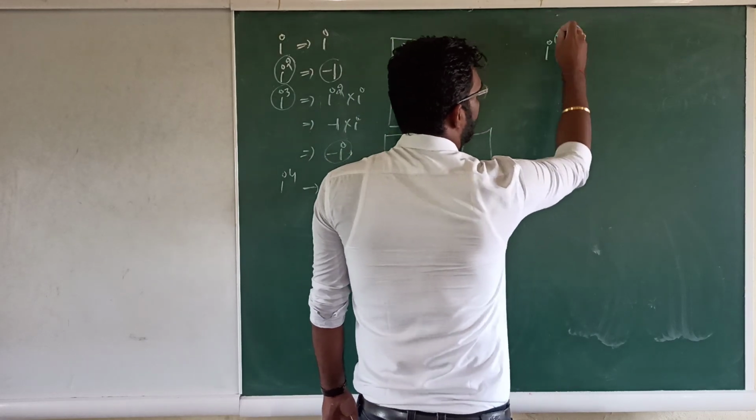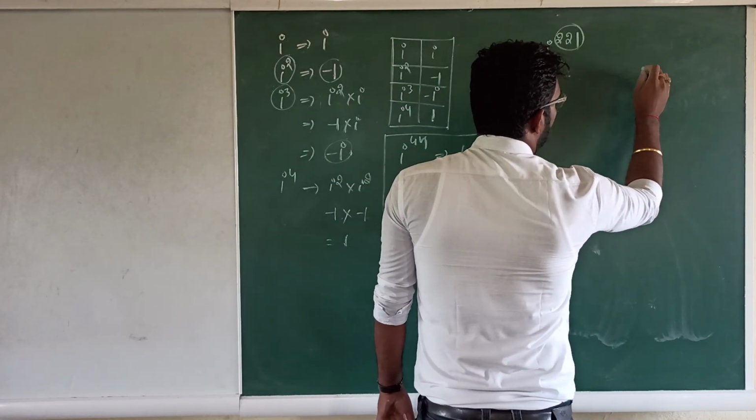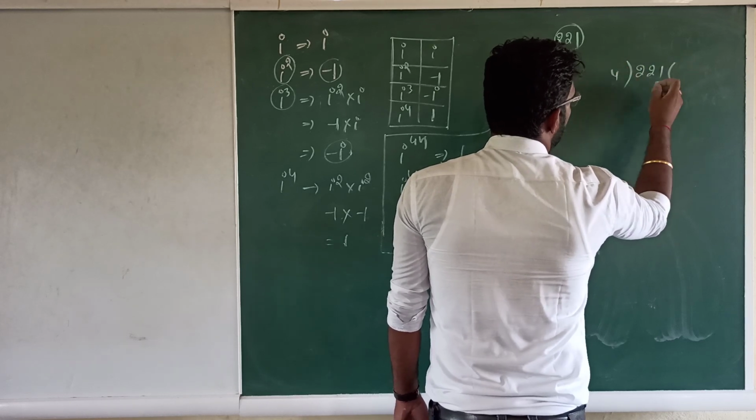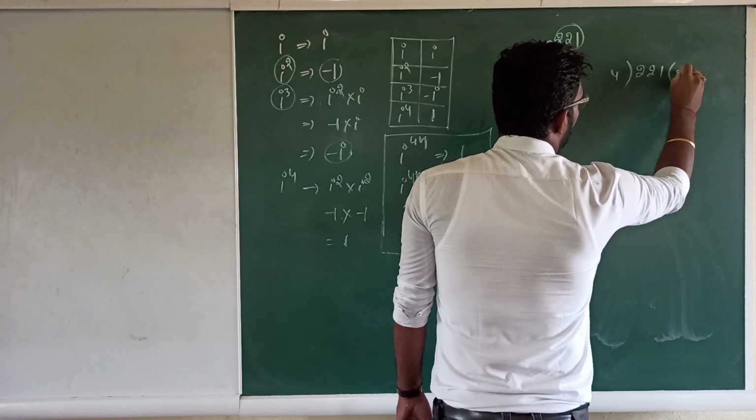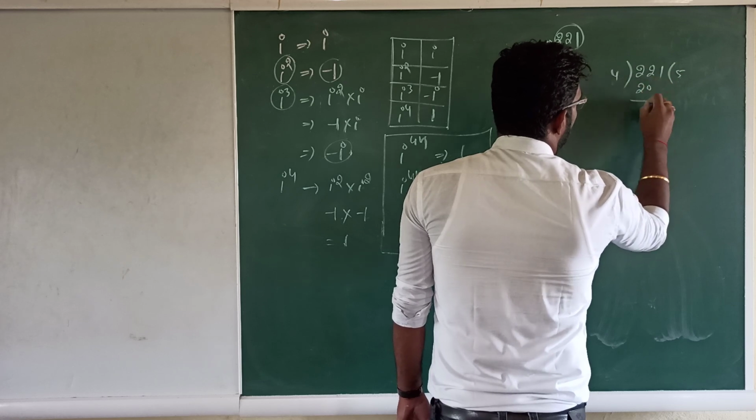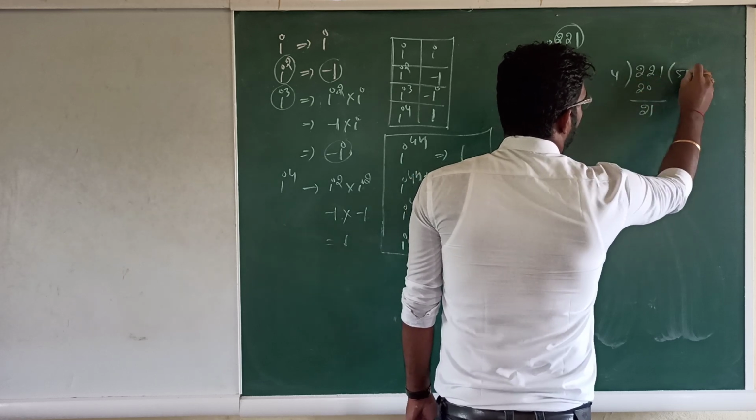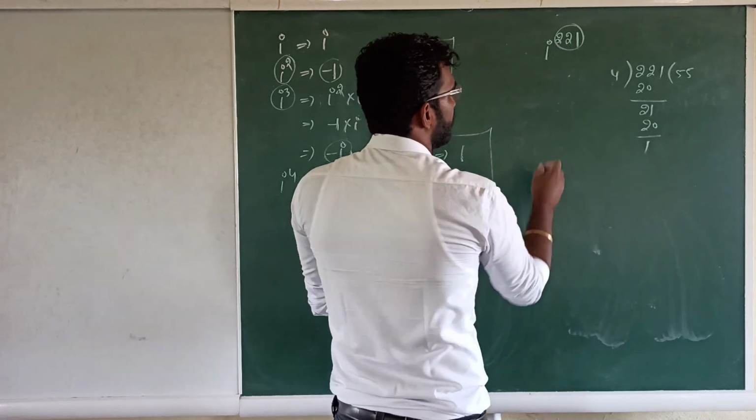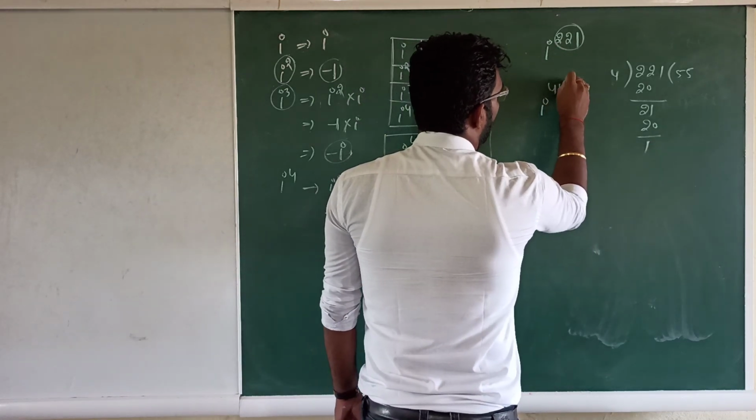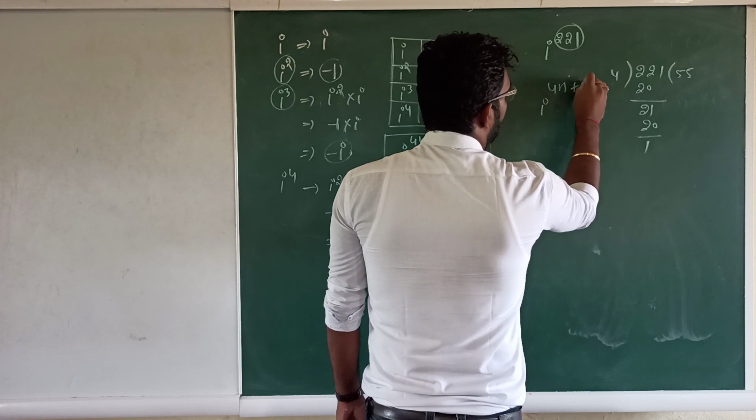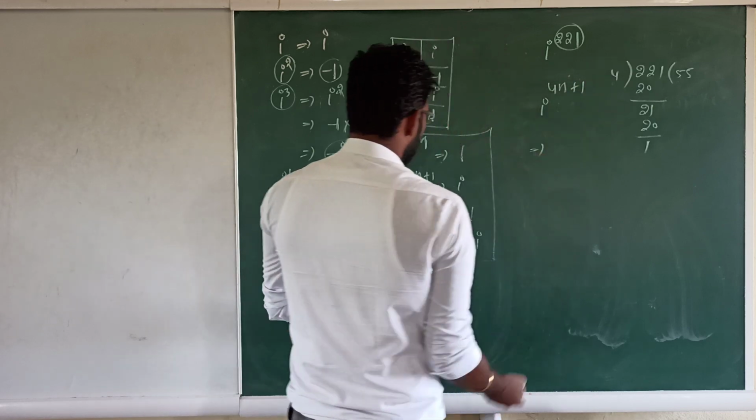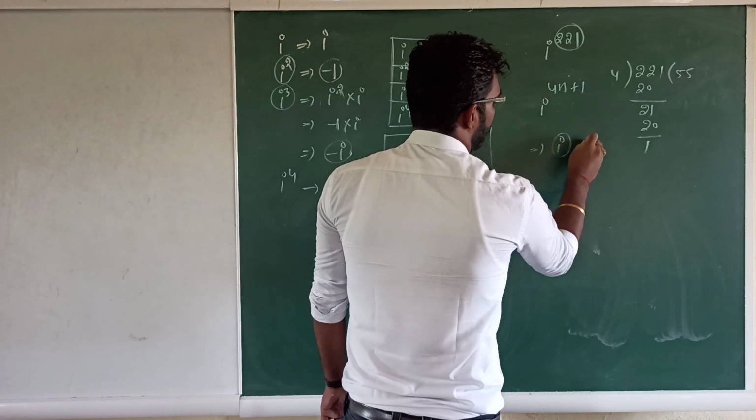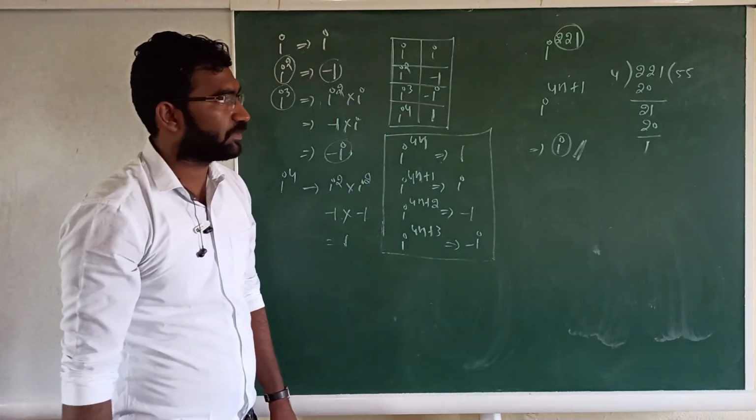So how can you write this? This 221 you are going to divide by 4. How much will you get? 4 fives are 20, then 1 remaining; the remainder is 1. Therefore how can you write it? i raised to 4n plus 1. Therefore what is the answer? i raised to 4n plus 1 is nothing but i, right? So this is how you have to find it.